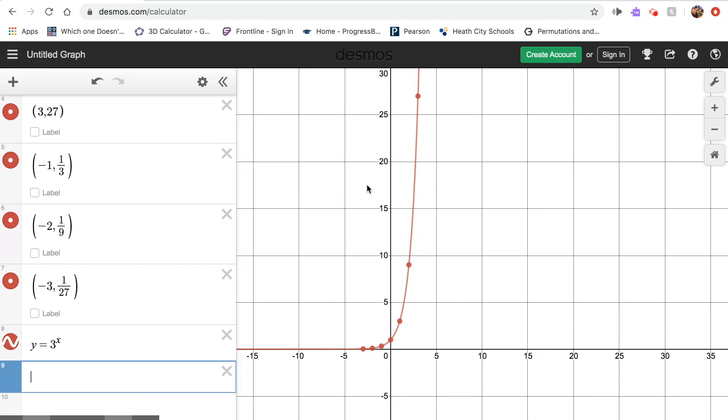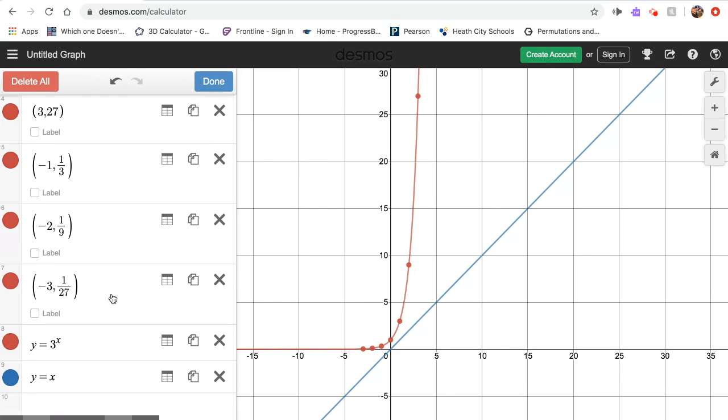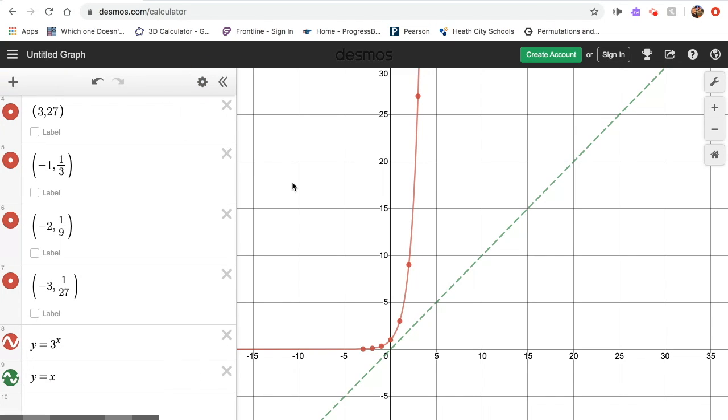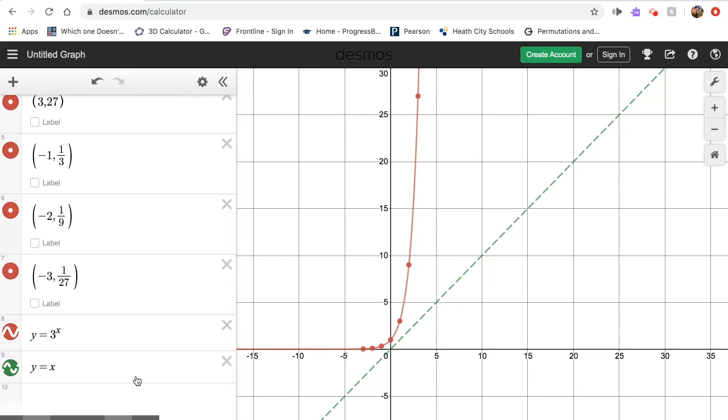Now, to graph y equals log base 3 of x, that should be a reflection over the line y equals x. So I'm going to go ahead and draw in the line y equals x here. Maybe we'll make it green and dashed there just so we can see that line in there. So I just need to take all of these coordinates and reflect them over that line, which means I need to switch all of their x and y coordinates.